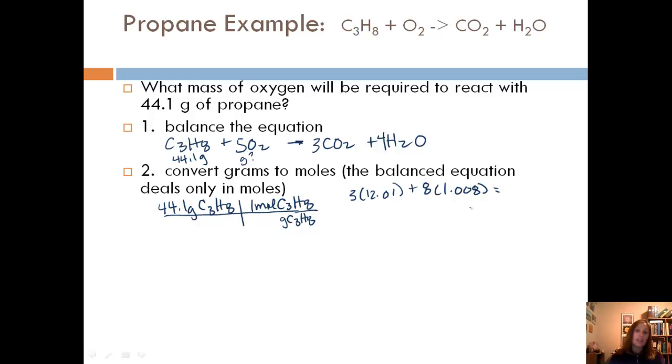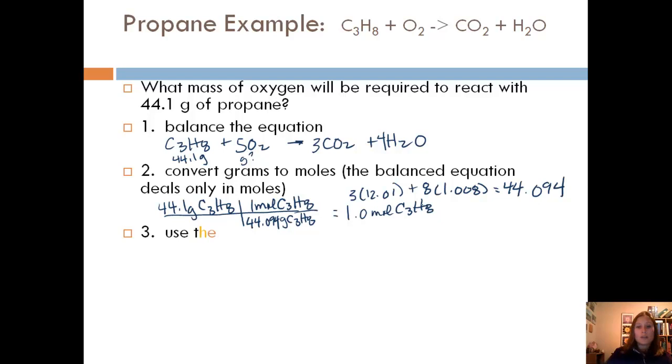If you want, you could follow along on your calculator. It's good practice, and then you know that you're doing it and actively watching the video and learning, and that's always a good thing. So if we add those up, we get 44.094, and so that is our number of grams per mole. Okay, and so we could solve for that. So 44.1 divided by 44.094, and that gives me almost exactly 1. So now I've gotten to moles of propane.